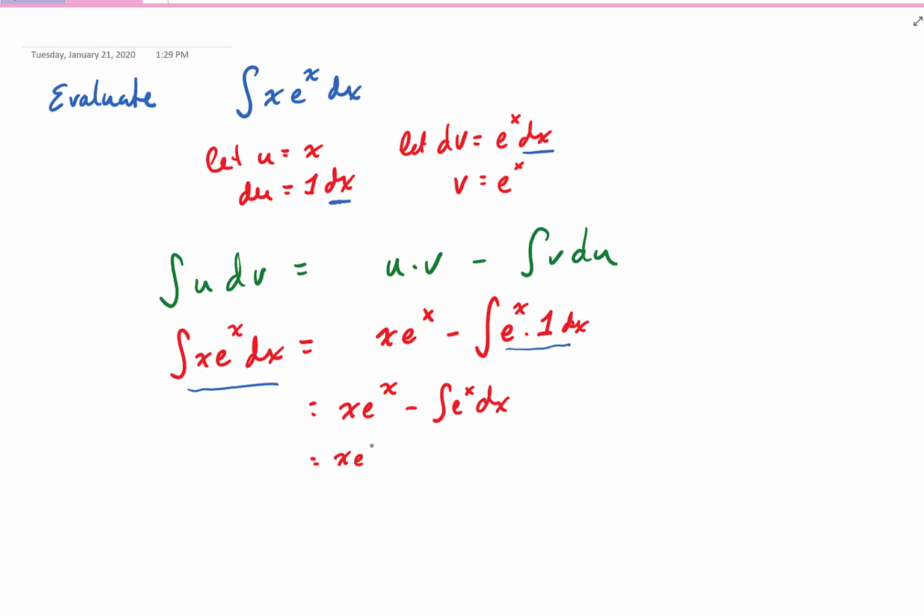So we end up with x e to the x, and then we know the antiderivative of e to the x is e to the x, so we get minus e to the x plus c. Remember, we're finding a general antiderivative here, so we need a family of functions, so we often will have that arbitrary constant. Hopefully that answers any questions on that example.